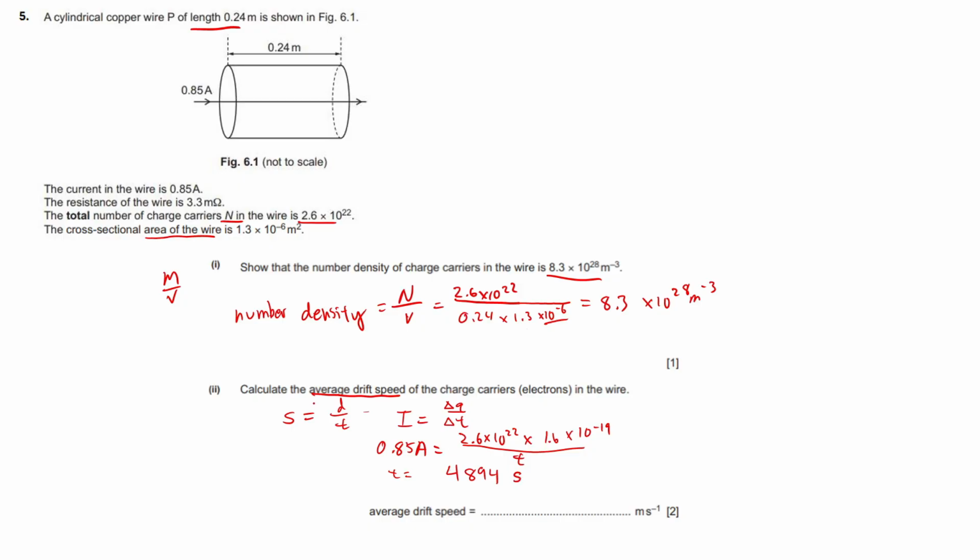seconds. So we have our seconds, and now we already have our length, which is given, which is going to be 0.24, and we divide by 4.894. And then if you calculate that out, S is going to be equal to 4.9 multiplied by 10 to the negative fifth, which is going to be our answer.